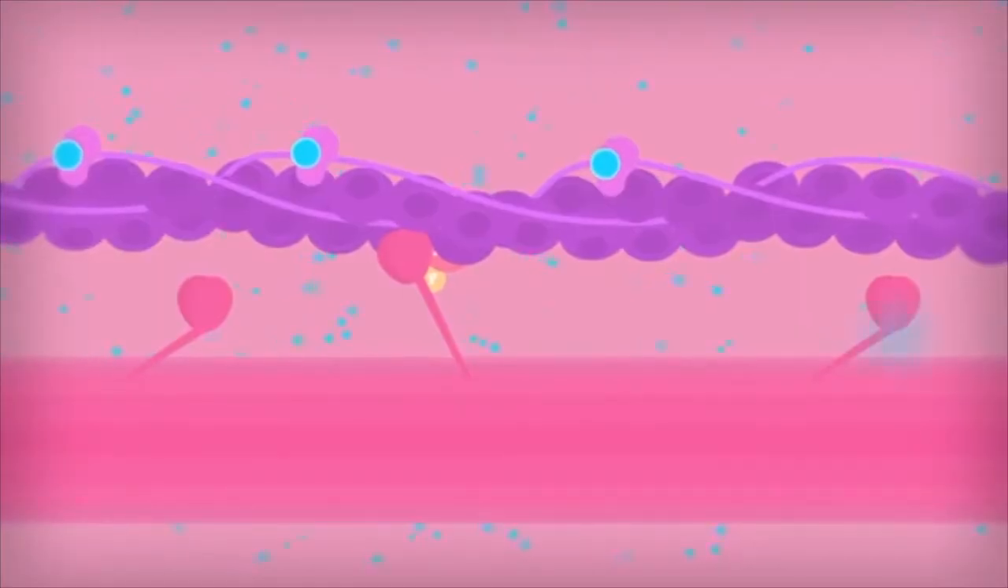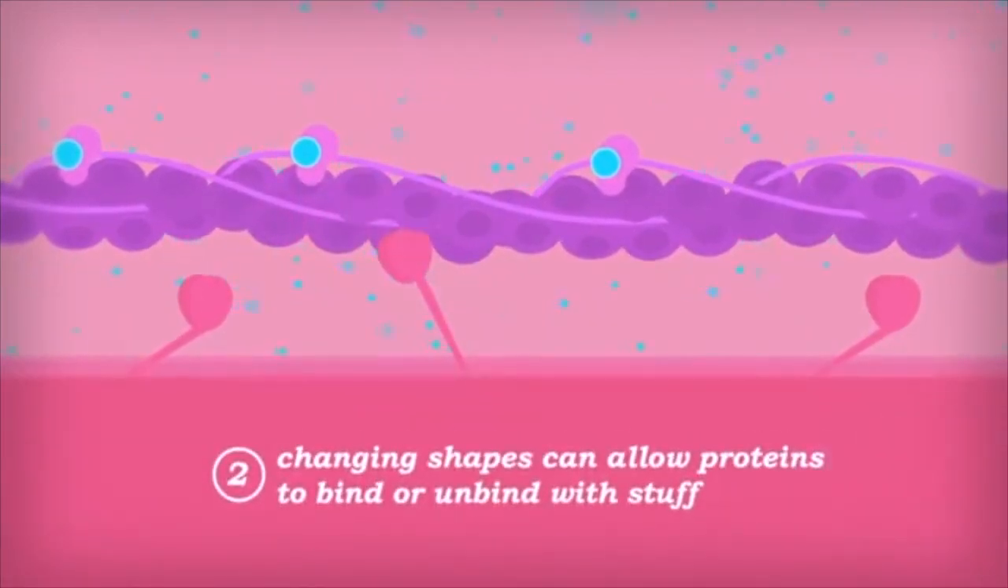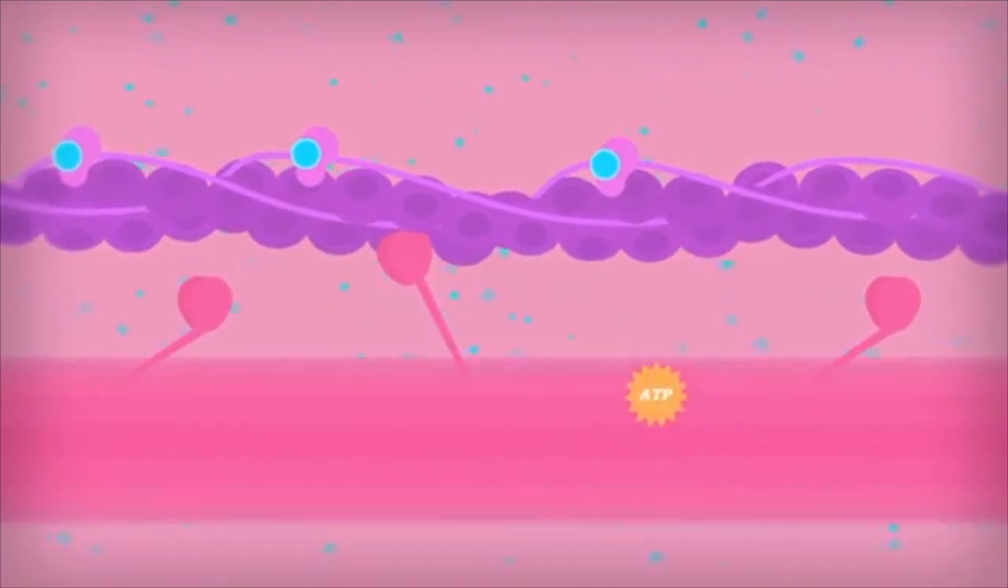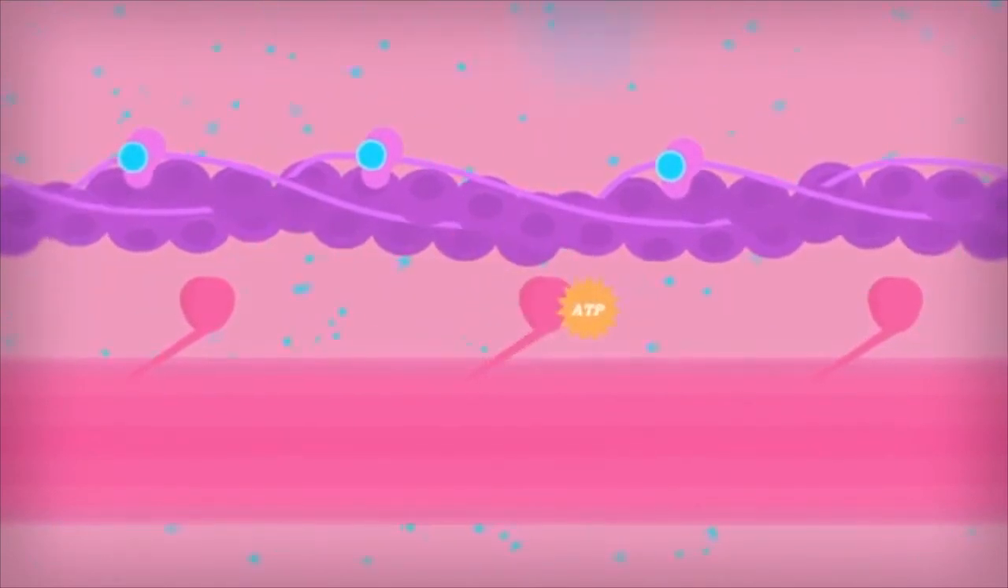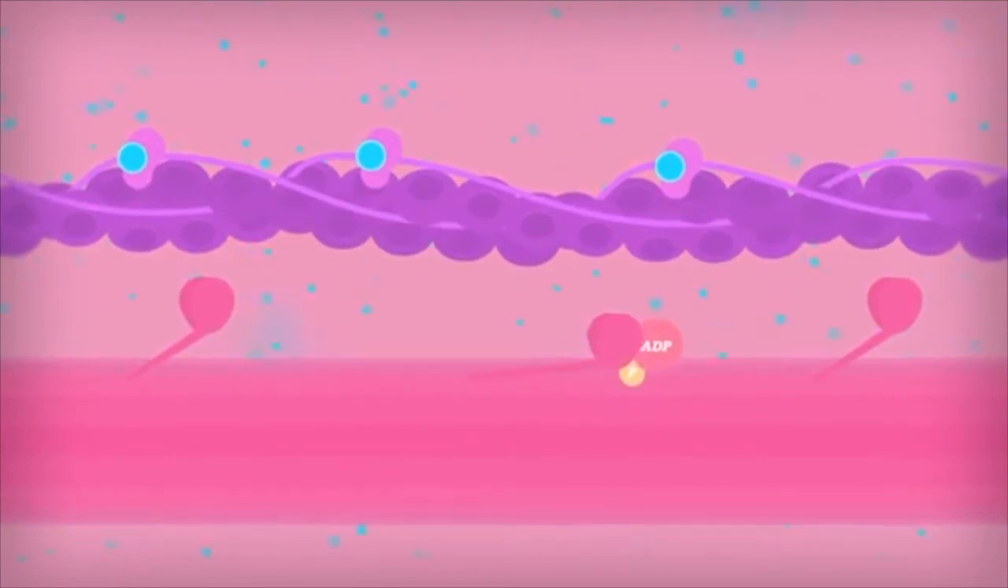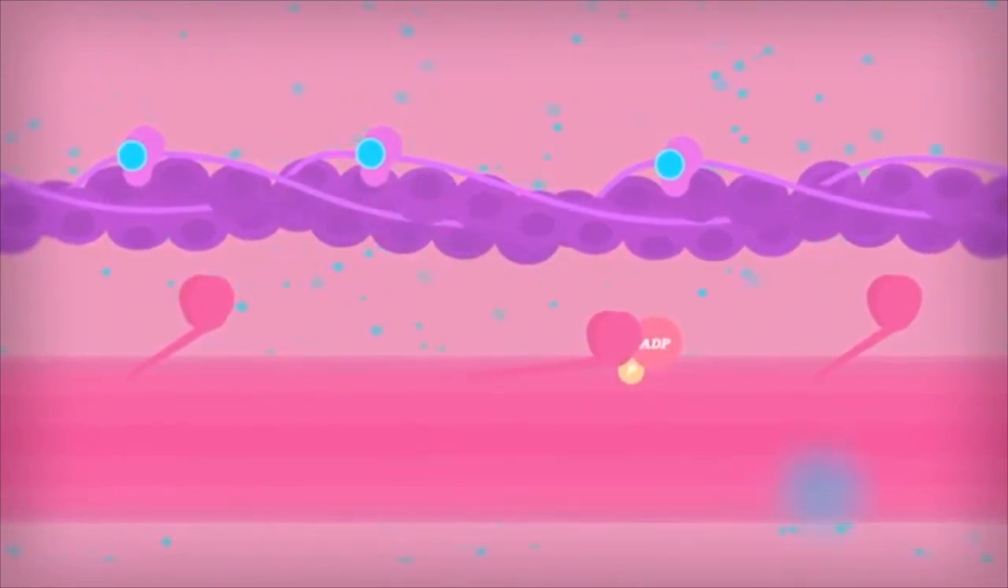Now, with its energy spent, that little head has no use for the ADP and the phosphate, so they unbind with it because, remember rule number 2, changing shape encourages proteins to bind or unbind with stuff. That unbinding causes a small change in its shape, which lets a fresh ATP bind there in its place. That binding causes another shape change, but this time it causes the myosin to release from the actin. This is when the myosin breaks down its new molecule of ATP into ADP and a phosphate, which moves it into the armed position yet again, getting it ready for its next rendezvous.